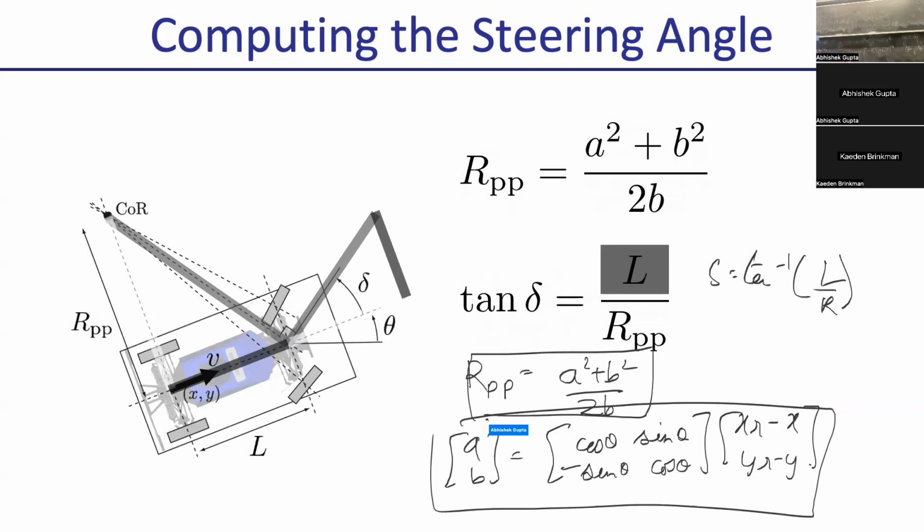If you had to write it in code, you start with x ref, y ref, x, y, theta. Step one, you compute A and B. Step two, you compute the radius, by A squared plus B squared divided by 2B. In step three, you compute this J naught.